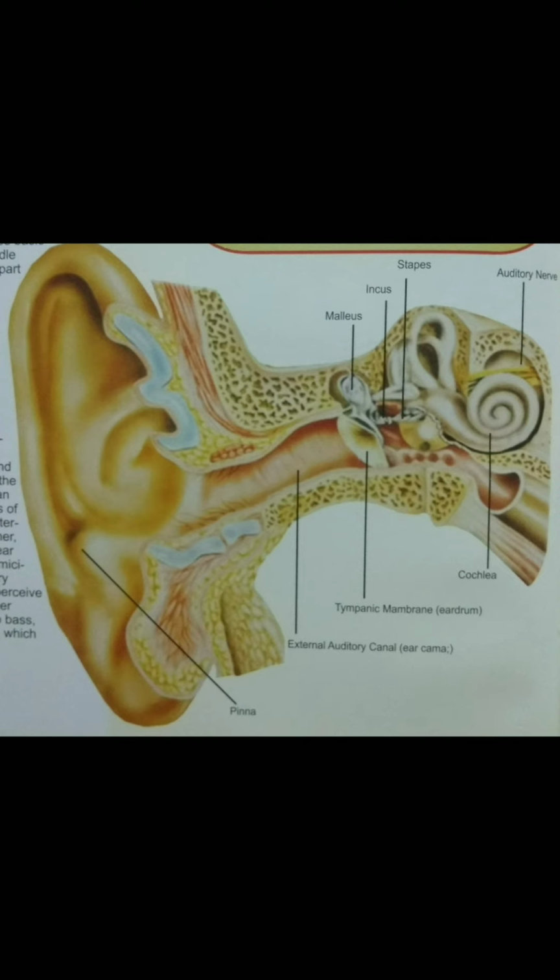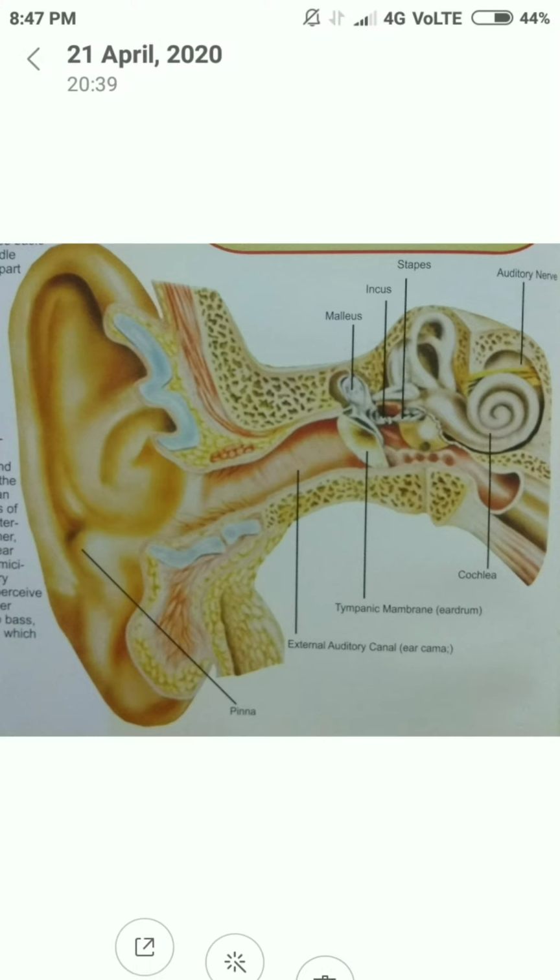And this vibration in the tympanic membrane is amplified by three small bones. Those three small bones are called malleus, incus and stapes. Please see the diagram. They are also called hammer, anvil and stirrup. So these are the three small bones which are mainly used to amplify the vibration produced in the tympanic membrane. Then the inner ear has three parts, namely the cochlea, semicircular canals and the auditory nerves.